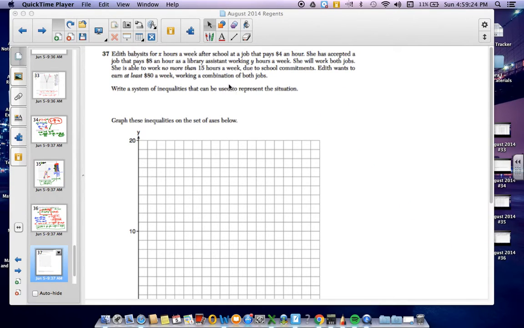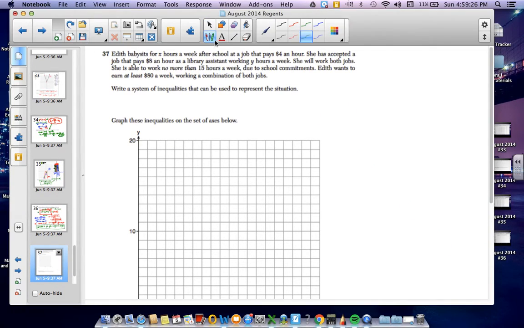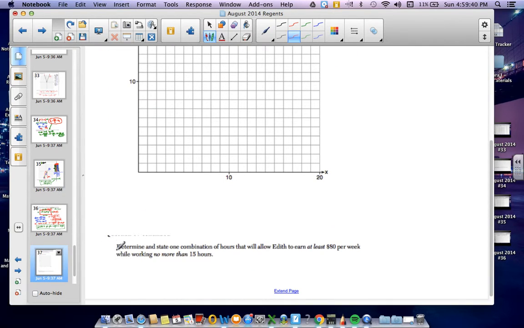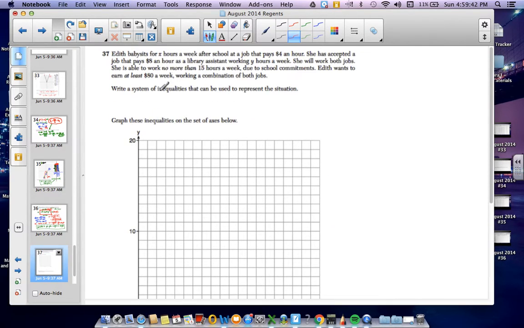Hello everyone. Our last question on the August Regents, number 37. We're going to take a look at a system of inequalities question. We're first going to have to write the system. You can see why this is a part 4. So we have to create a system, we have to graph it, and then there's a little analyzing question on the bottom. So 3 different parts here.